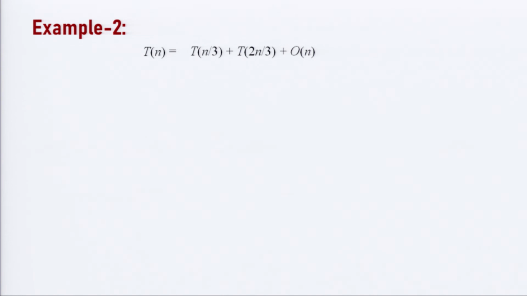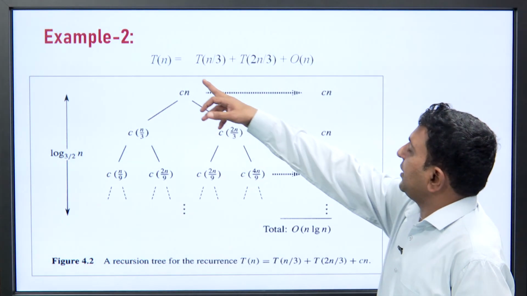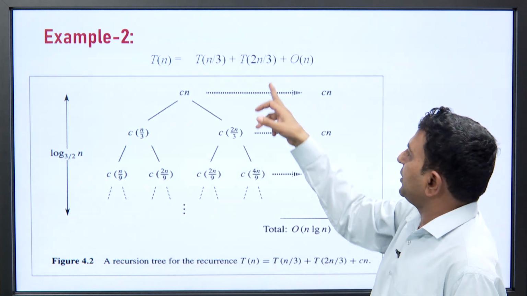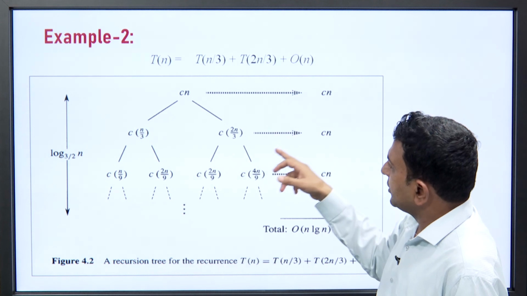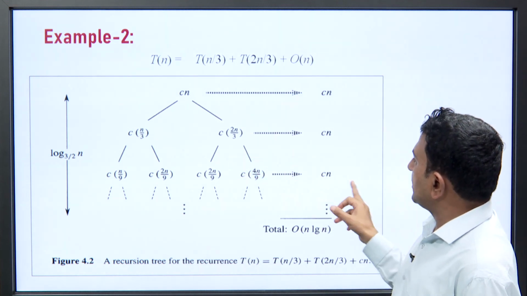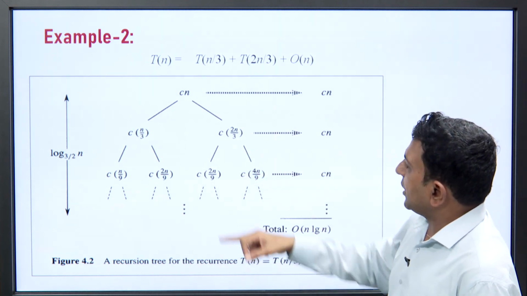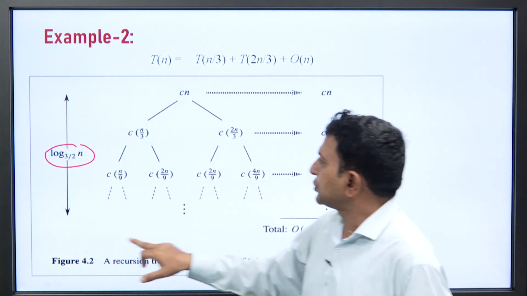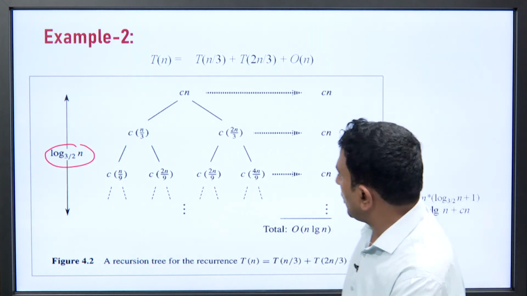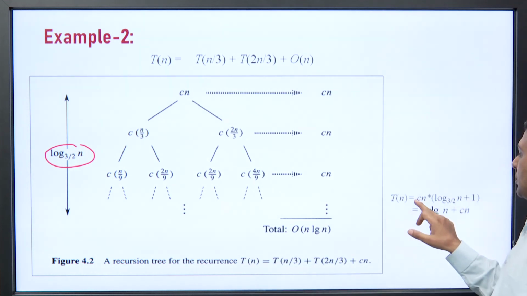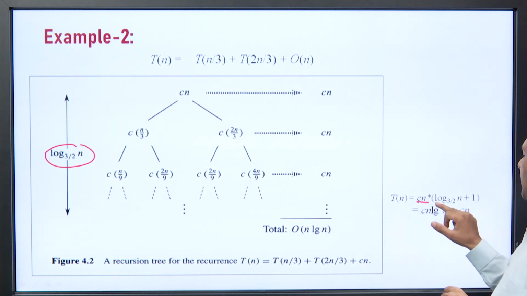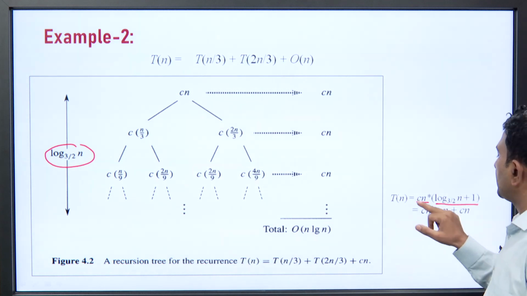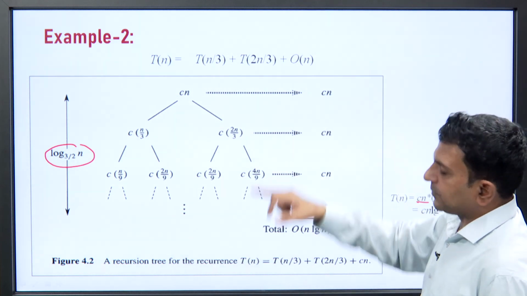Now, this is another example where we are dividing a problem of size n into two subproblems of size n by 3 and 2n by 3, and the merging cost is big O of n. Here also, in every level the total cost is Cn, and the height is log of n base 3 by 2. So, the total cost will be the cost per level multiplied by the total number of levels, log of n base 3 by 2 plus 1. This is the solution of this particular recurrence.